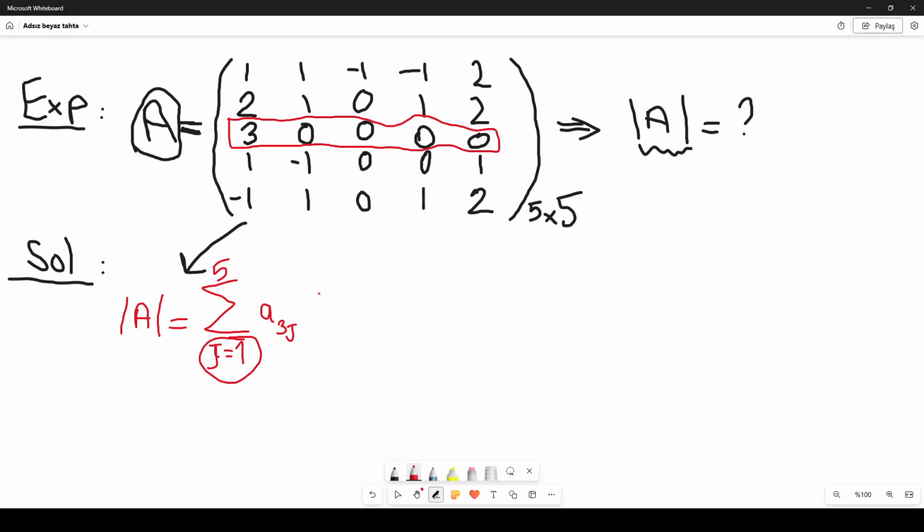And what we have here is the cofactor, right? So we also have cofactors. If we expand this summation, for j equal to 1 we have A31 times C31. Again, the Aij values are the components in the original matrix, in our case the matrix A, and the Cij values are the cofactors. So we need to find the summation of these multiplications.